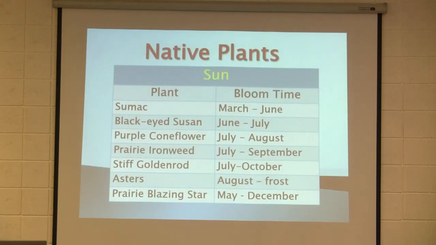So some of the native plants in a sunny location are sumac, black-eyed Susan, purple coneflower, ironweed, goldenrod, asters, and blazing stars. And you can see the bloom time. They go from March until December. So you need to sequence the bloom time to when the bees are active.